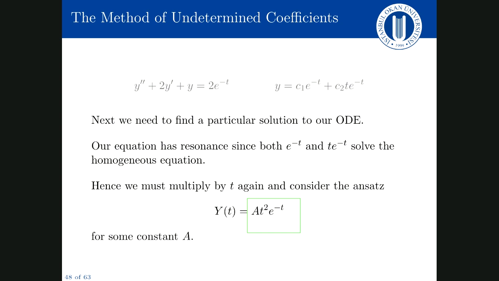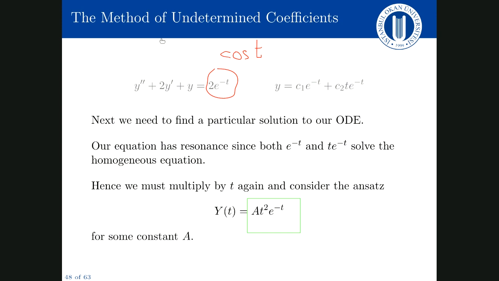Let me repeat this idea. If instead of 2e to the t we had some different function, let's just say we had the function cos t, we might guess that our solution had cos and sine. That would be okay because cos and sine do not appear in the general solution of the homogeneous equation.